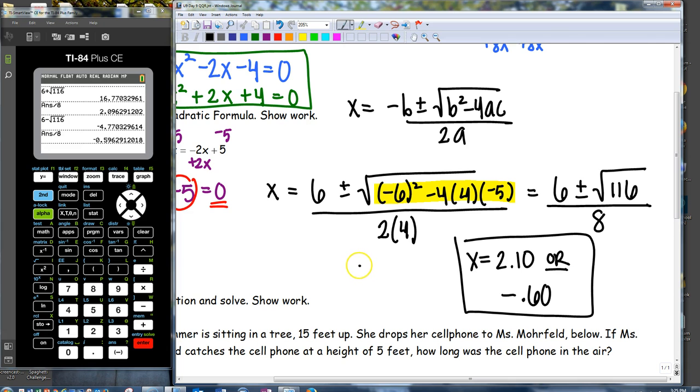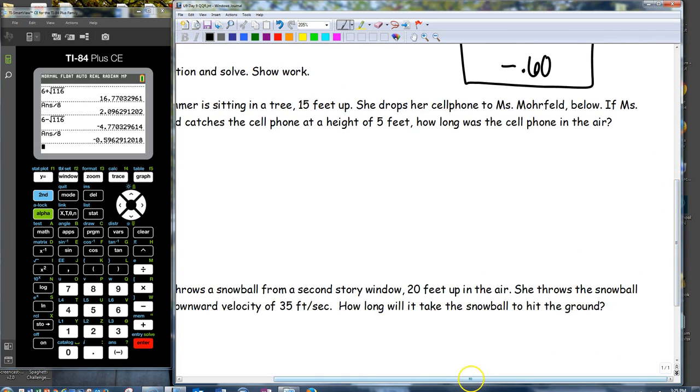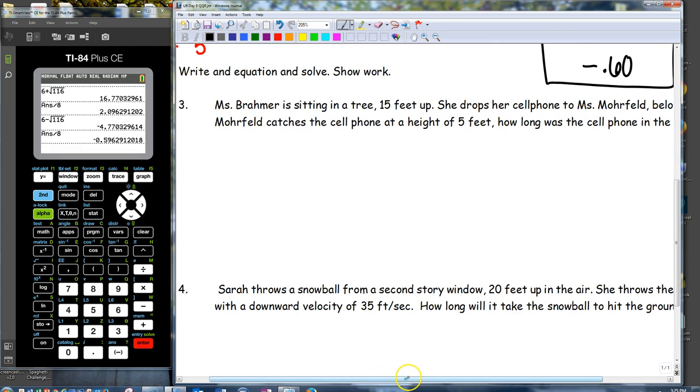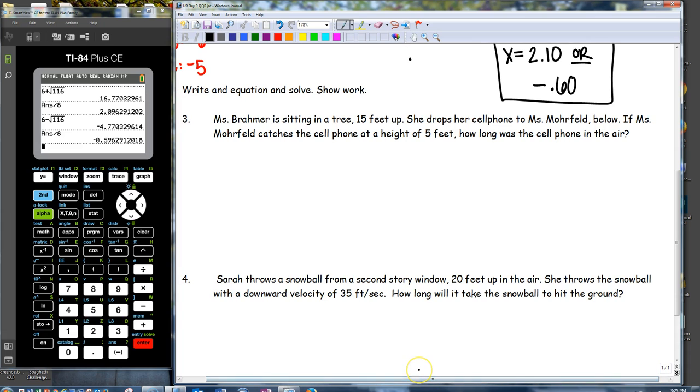All right, so we just have 2 graphing problems left. Miss Bramer is sitting in a tree 15 feet up. She drops her cell phone to Miss Morfeld below. If Miss Morfeld catches the cell phone at a height of 5 feet, how long was the cell phone in the air? So 15 feet up, 5 feet.